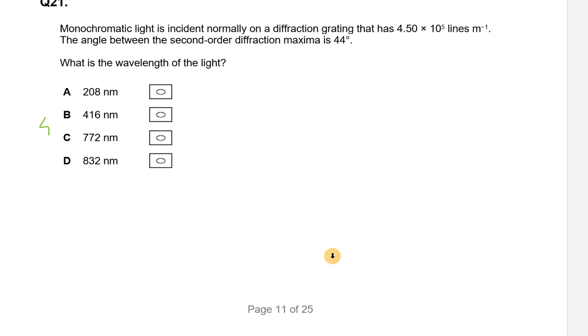Hello, here's another AQA A-level Physics multi-choice question. This one in the topic area of diffraction and refraction interference. If you want to do a similar question on the same topic, click on the information card here.